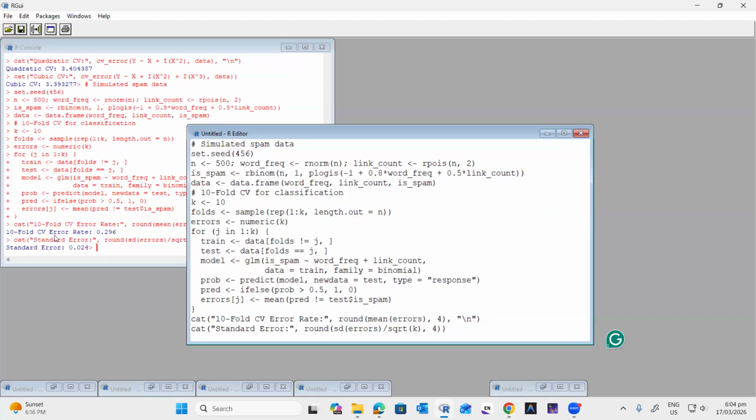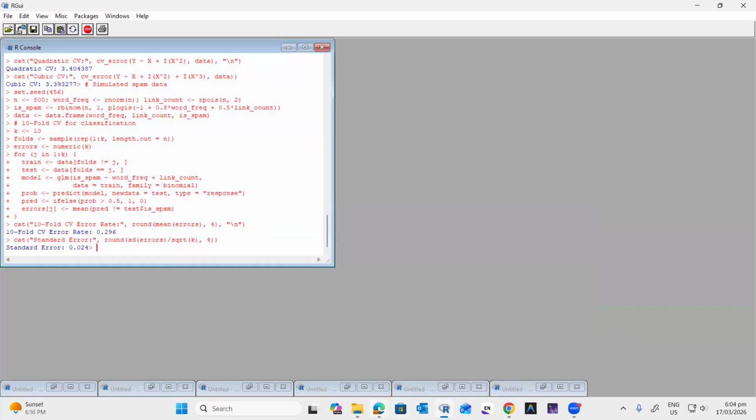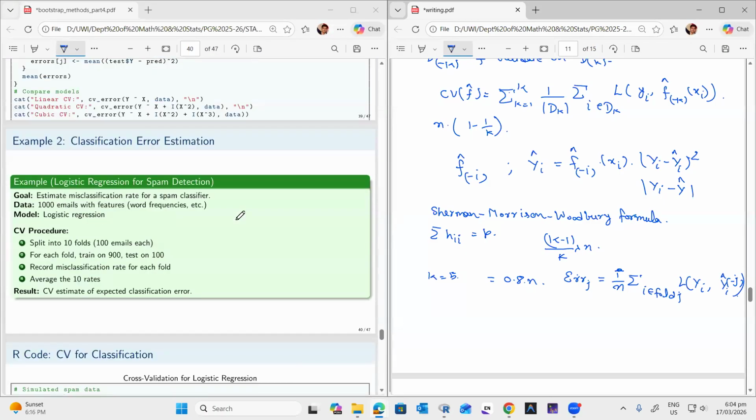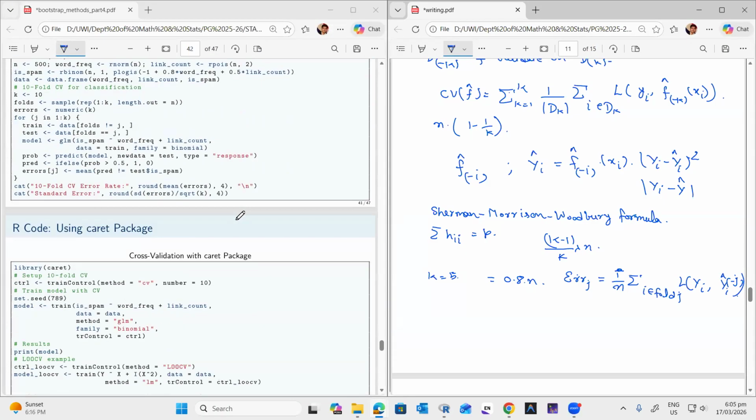So the tenfold CV error is 0.296, and the standard error is 0.024. This is the cross validation error rate, that is 0.296. So that is your k fold error for 10 models. All right. For k equals to 10 cross validation for logistic regression.